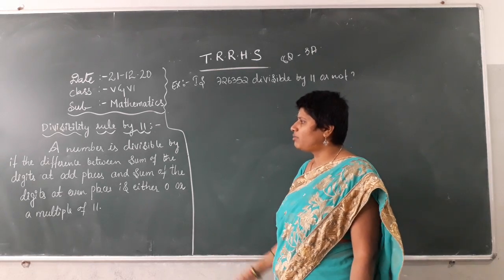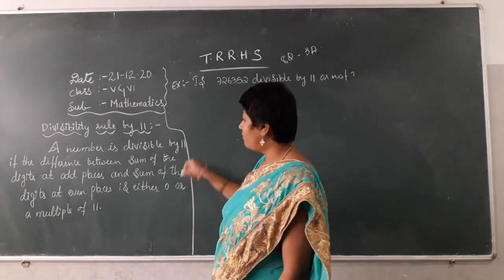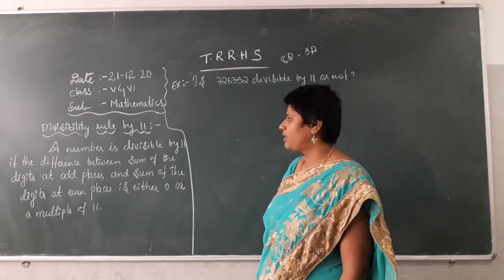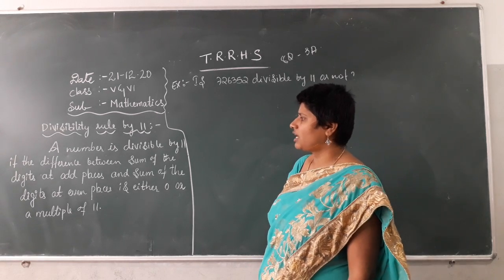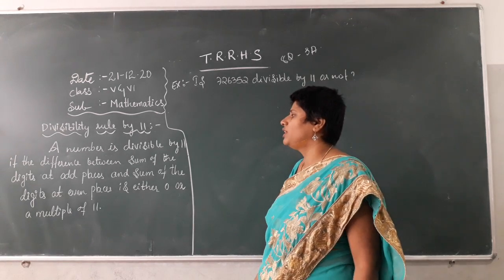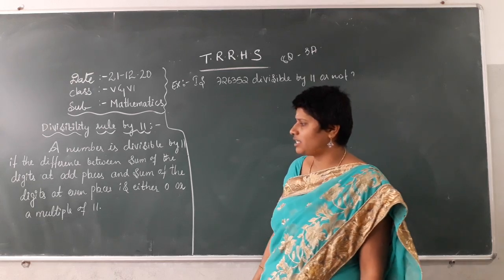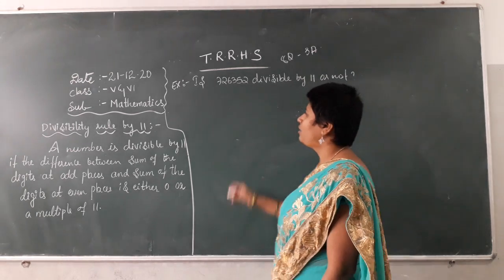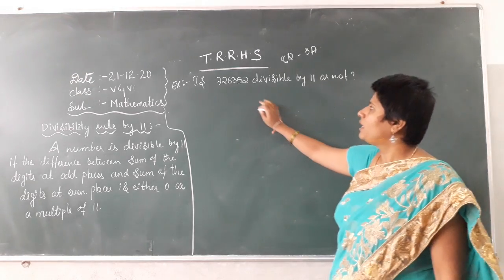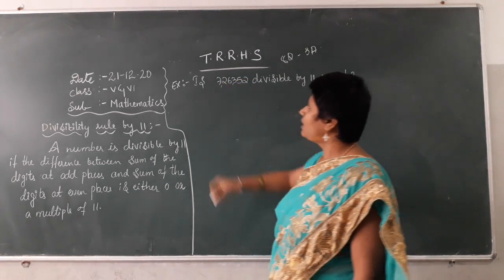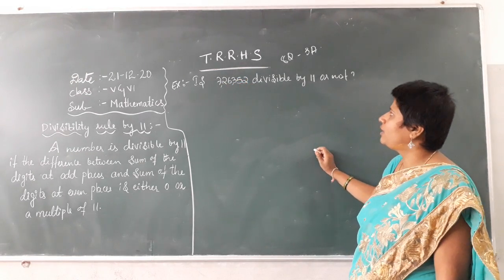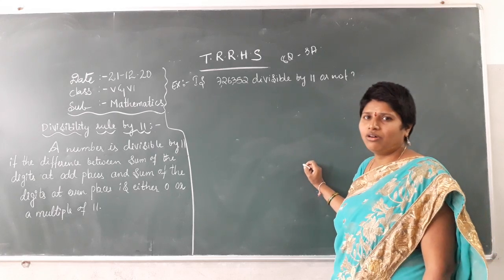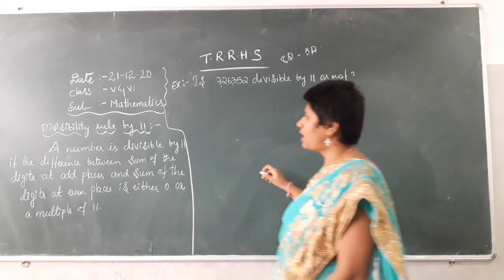Now, let us read out what the divisibility rule by 11 is. A number is divisible by 11 if the difference between the sum of the digits at odd places and the sum of the digits at even places is either 0 or a multiple of 11. Now here I am taking one example: is 726352 divisible by 11 or no? Now how to write the solution?